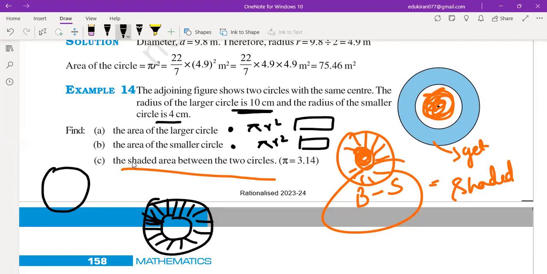Now, C1 is find the shaded area between two circles. This area you have to find, right? So from the bigger circle, you will subtract the smaller circle. This area will be there.